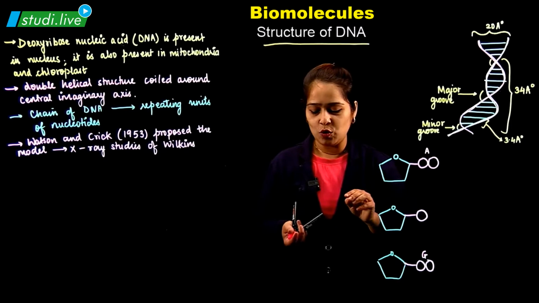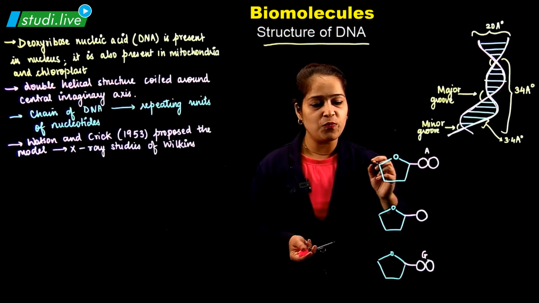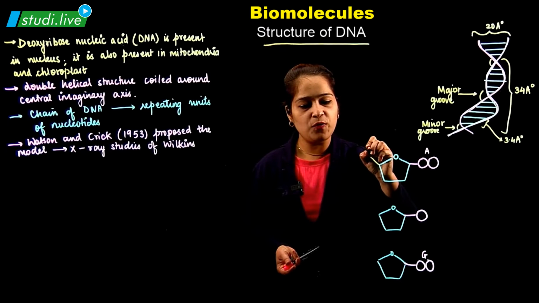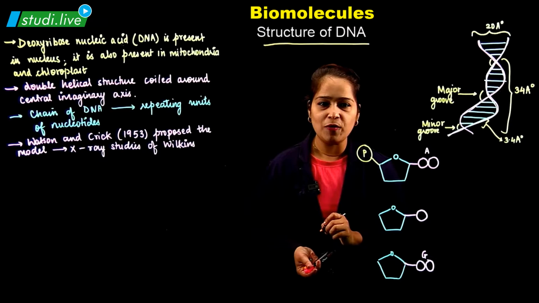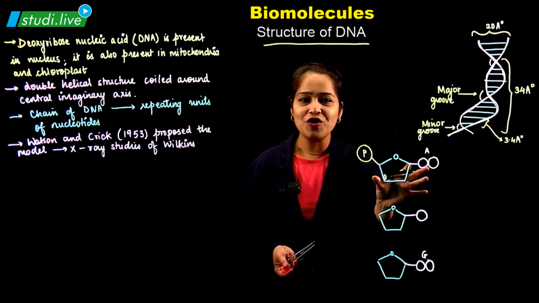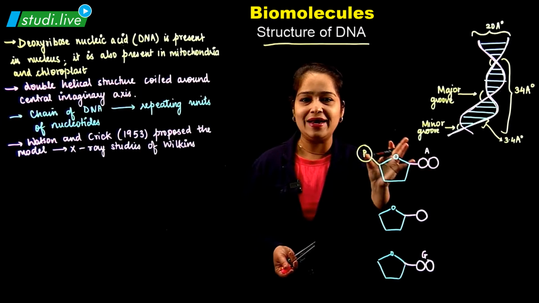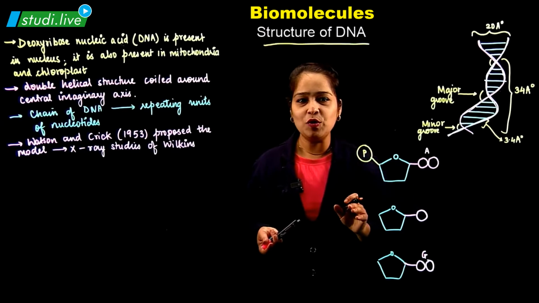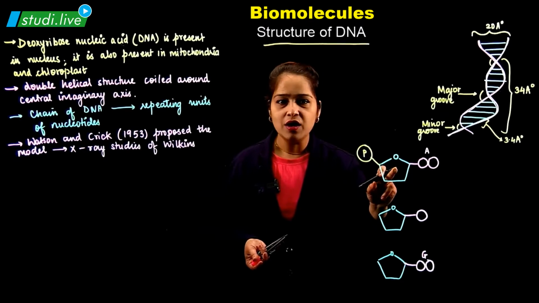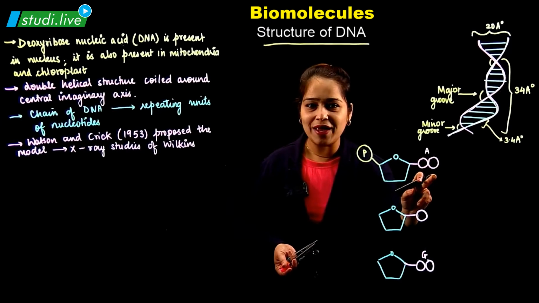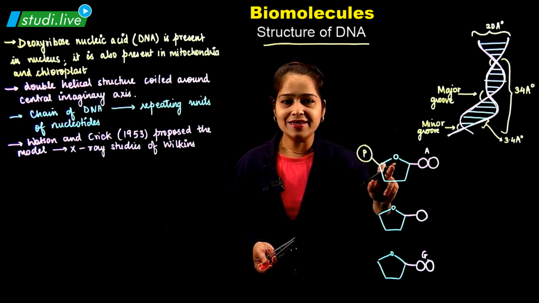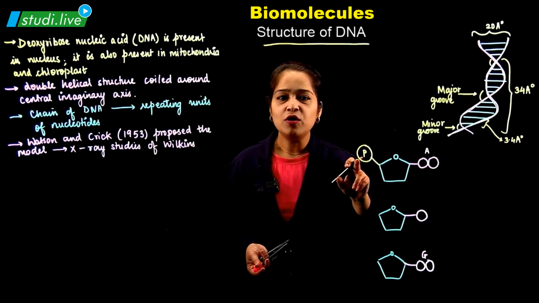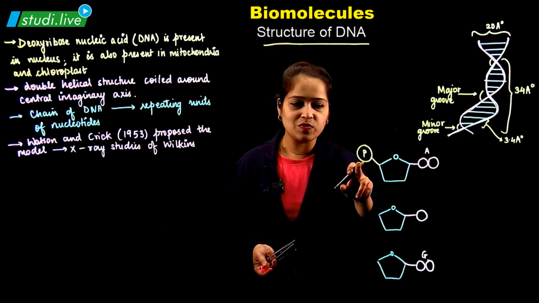When this nucleoside has a phosphate group attached to the fifth carbon, this structure forms a nucleotide. So each nucleotide consists of a sugar which is attached to a nitrogen base at the first carbon by a glycosidic bond, and it is attached at the fifth carbon to a phosphate group by a sugar phosphate bond.